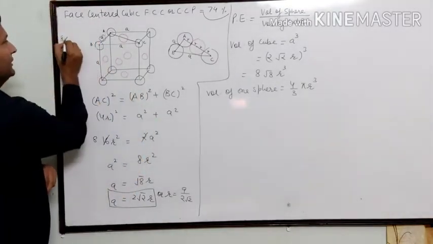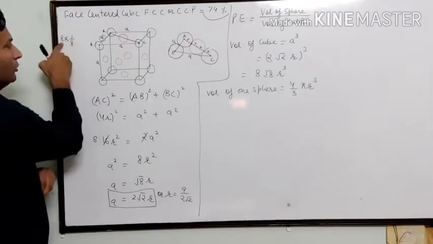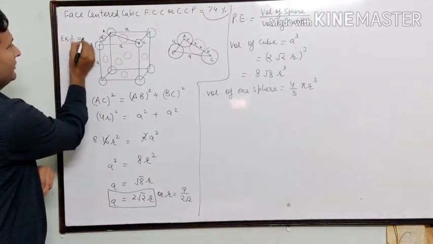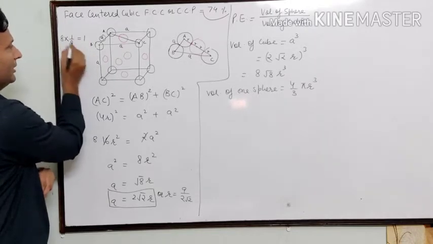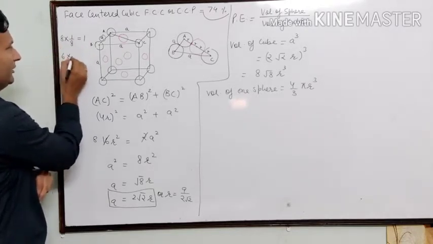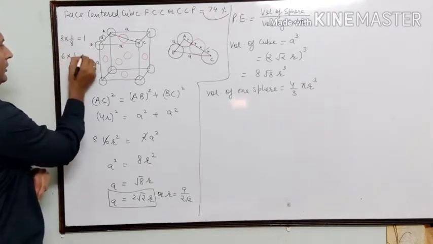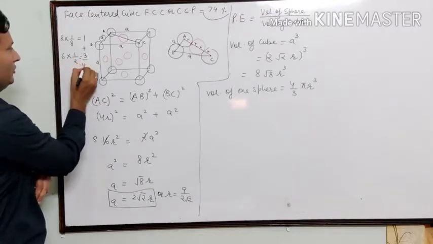Again I am doing this. The particles present at corner are 8, that is equal to 1, and their contribution is 1/8. And the particles present at face is equal to 6 into half, that is 3. 1 plus 3 is equal to 4.